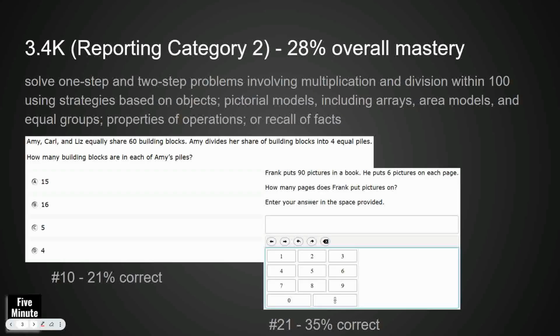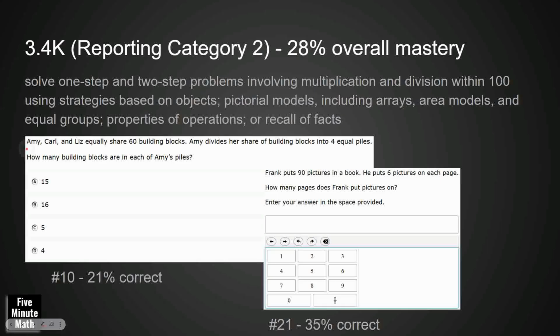So let's look at 3.4K. We are solving one and two step problems involving multiplication and division. And there were two items on this test. And as you can see, neither of them did really well. On number 10, we had 21% of our students get this correct.